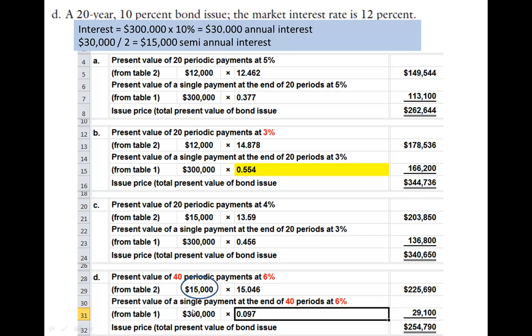And then let's look all the way down here at what's happened. Now we have used 40 periodic payments because we went to a 20-year, twice a year means we're going to pay interest 40 times. And we're going to use 6% because our market interest rate has now gone all the way up to 12%. So half of that, 6% for the first period and then 6% for the second period of paying interest. So we still have $15,000 for interest times our factor from Table 2 with 40 and 6% is 15.046. Then for our single payment, our lump sum amount from Table 1, we use 40 periods and 6% again.